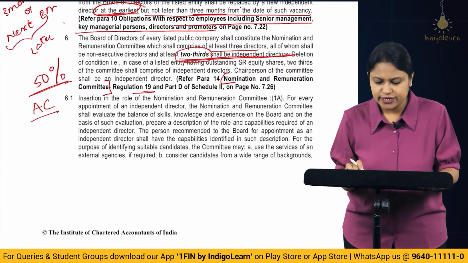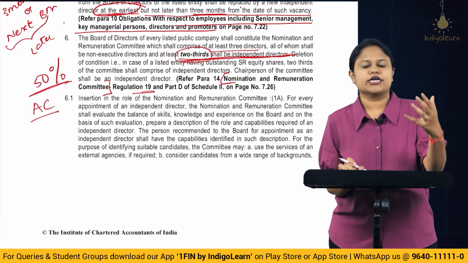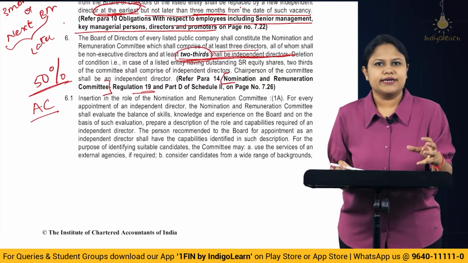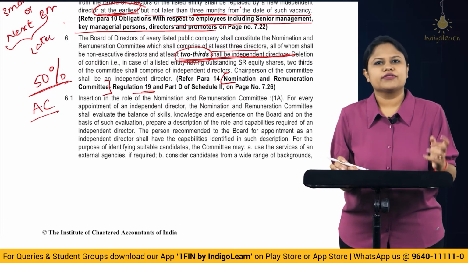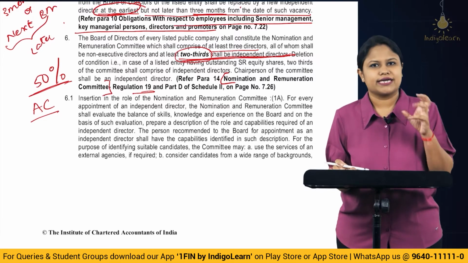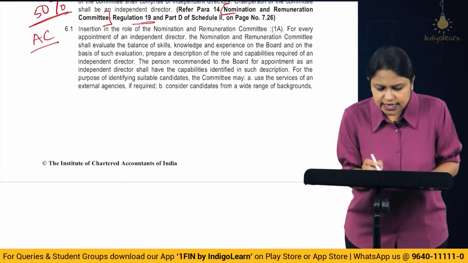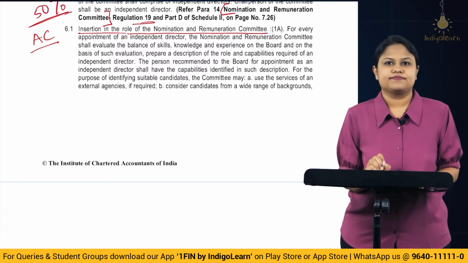So as per regulation 19, this 50% is now turned to 2/3. So remember very carefully, NRC, that is Nomination Remuneration Committee, is coming in line with that of the audit committee. So in audit committee, where you are giving at least 2/3 of the members to be independent directors, similarly here also 2/3 of the members are required to be what? Independent directors.